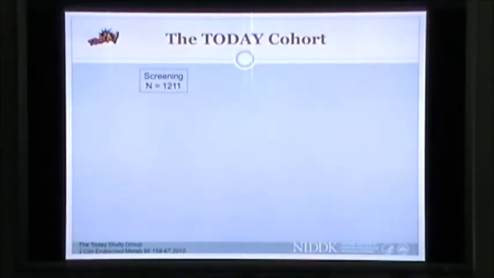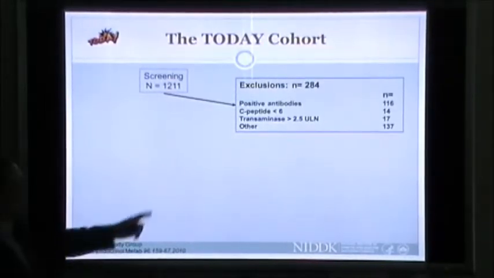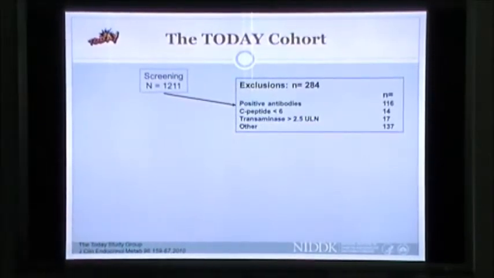So the cohort started out as 1,211 kids. 284 of them were excluded. 116 of them had positive antibodies, which I don't think I'm going to talk about. I think the slides are up, but the bottom line for the pediatric endocrinologists is we're not very good, at least in our population, at identifying clinically who has type 2 diabetes.